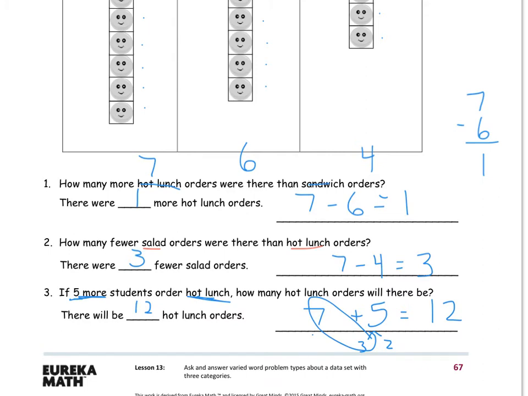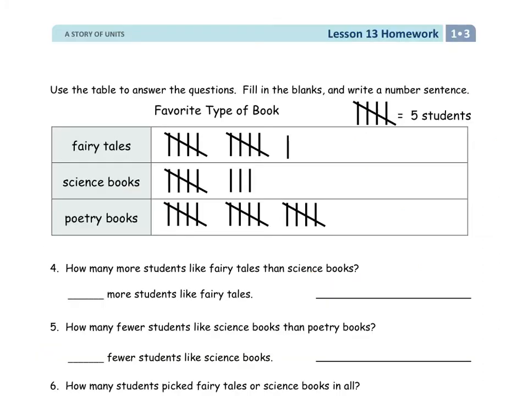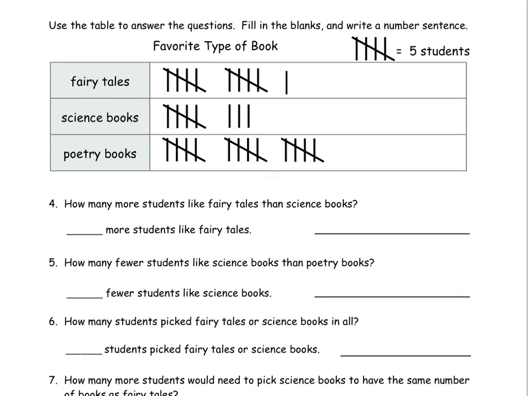Let's take a look at page 2. So page 2 says, use the table to answer the questions, fill in the blanks, and write a number sentence. So we're doing the same thing. The big thing is our key right here that we know when we get that diagonal line cutting across, that means that there's 5. So each tally mark is one student. So we'll take a look at question 4.